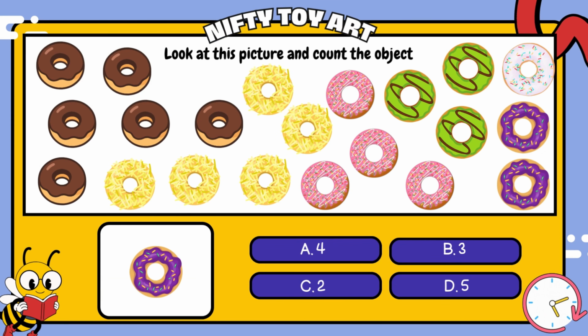And then, how much blueberry donut in this picture? That's right, 2 blueberry donuts.